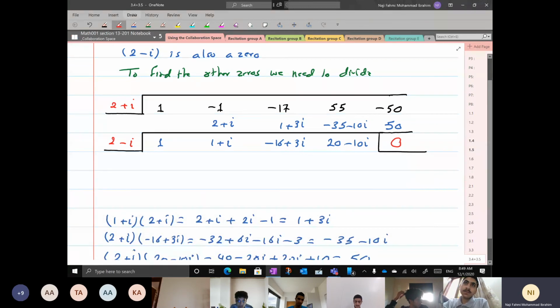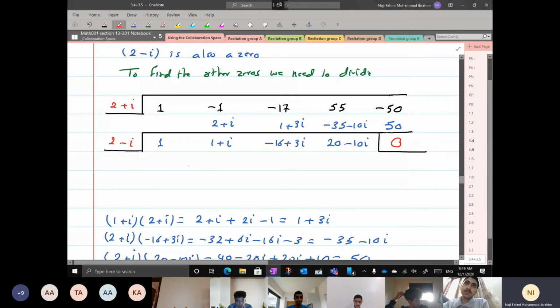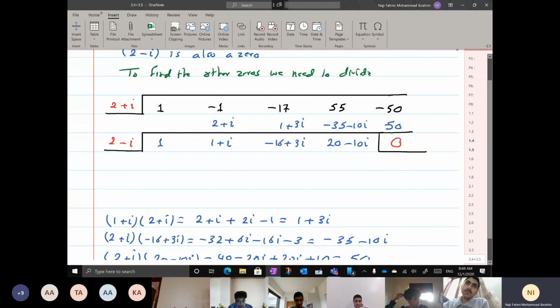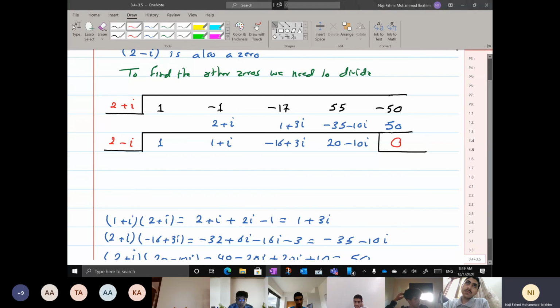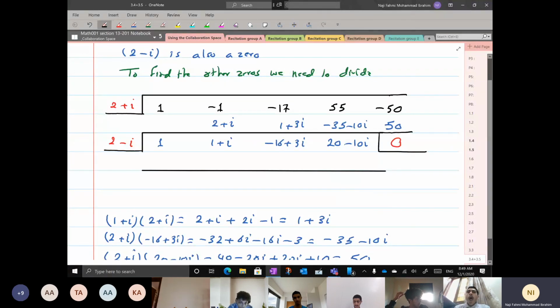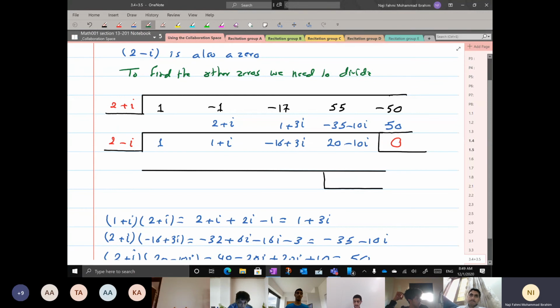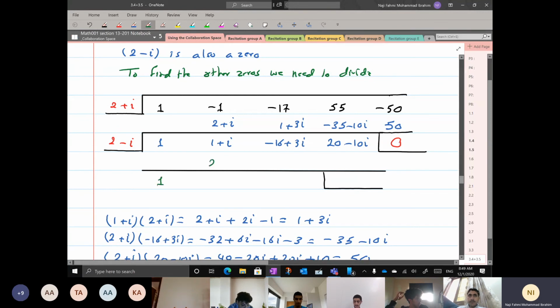What's our next division now? We have to divide by what now? By 2 minus i. And again, the remainder should be what? 0. And if the remainder was not 0, this means again there's something wrong. So let's divide by that. We have 1. Then we have 2 minus i. Add, we get 3.